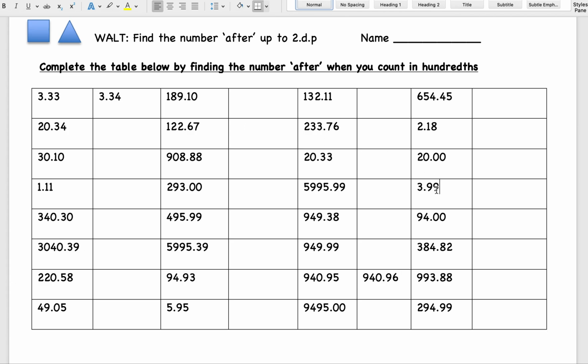Now be careful, 3.99. That could be a challenging one. Remember to think about money when you're working with hundredths, because that's how the money system works. So £3.99 plus 1p would of course be £4. So when you add 1 hundredth to 3.99, it will be 4.00. But you don't have to obviously have the 2 zeros on the screen. That's an acceptable answer. Fantastic. So that's squares and triangles work. You're working to find the number that comes after when you count in hundredths.